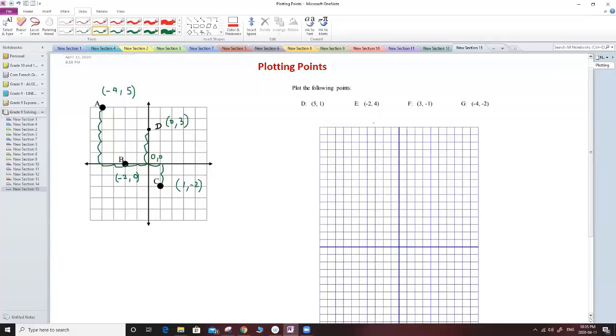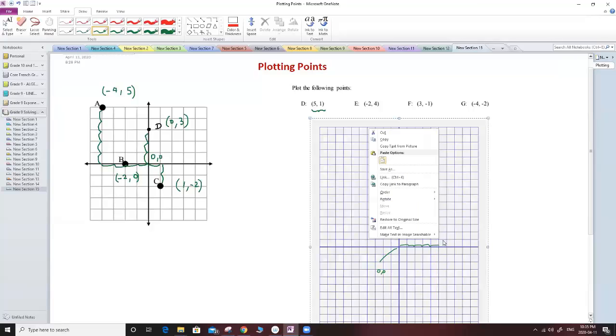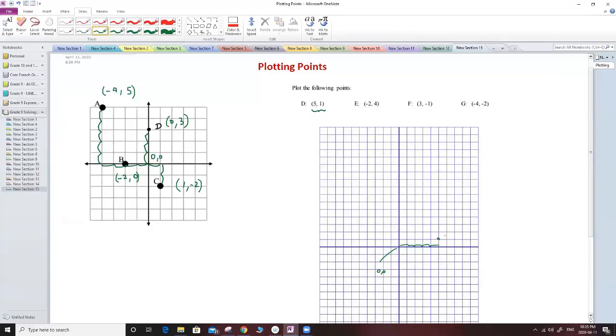Now, if I have the opposite, if they give me the coordinates of each point and I have to plot it on the graph. So I have D, it's (5, 1). I come from the origin, which is (0, 0), and I say 1, 2, 3, 4, 5. So this is the 5 steps. And after that, 1 up, that means it's here. So I can say that this is point D with coordinates (5, 1).